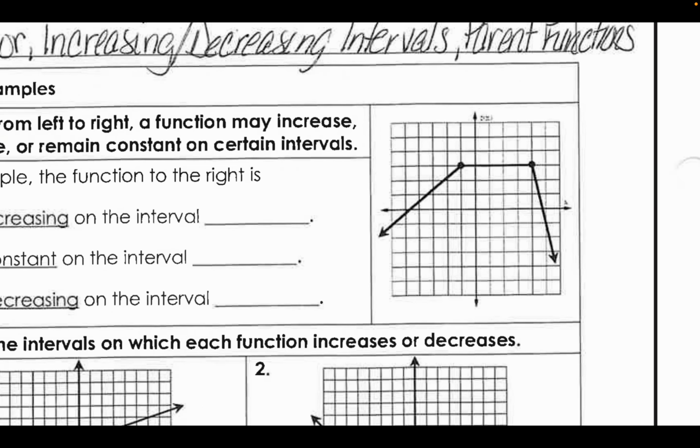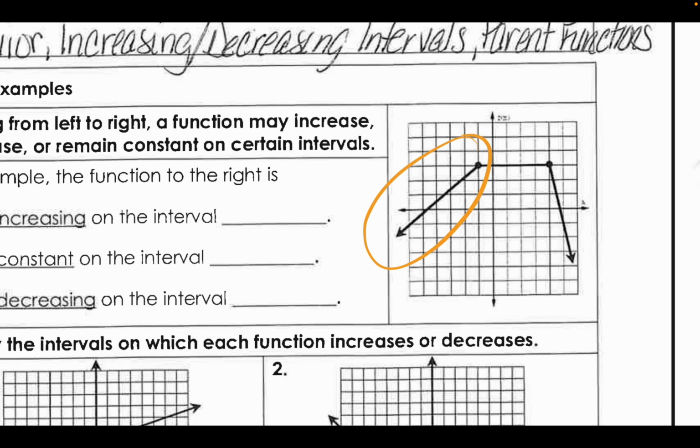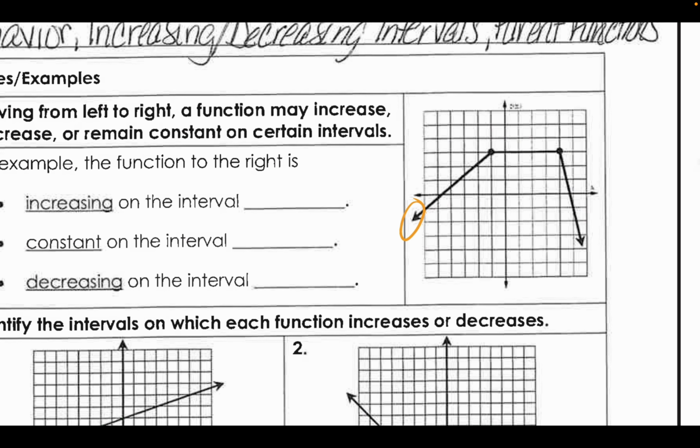So, for example, to the right here, this graph, from here to here, it's going up for the y values. From left to right, it's going constant. It's not going up or down. And then from this point on, it goes down. And so increasing would be this interval between this and this. So that's negative infinity, comma negative 1. And so that would say between negative infinity and negative 1, it is increasing.